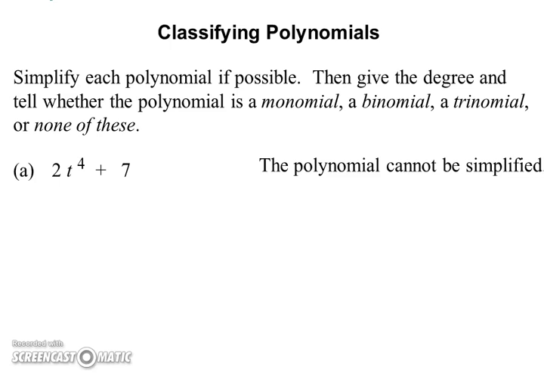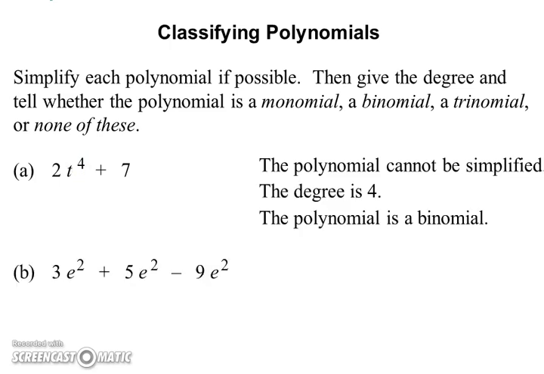And it would be a binomial because it has two terms in it, 2t to the fourth and then plus 7. And also keep in mind a binomial would be considered a polynomial as well. Now let's look at another example.